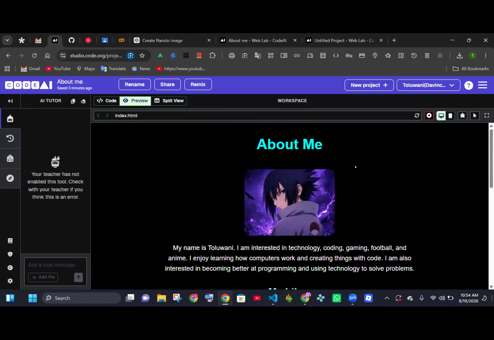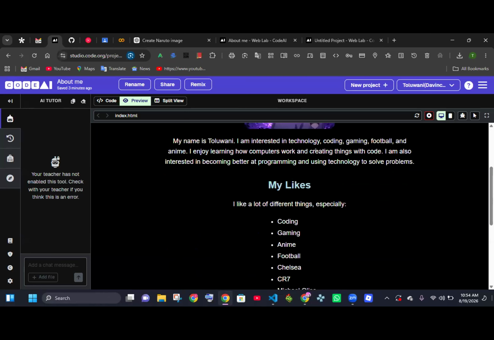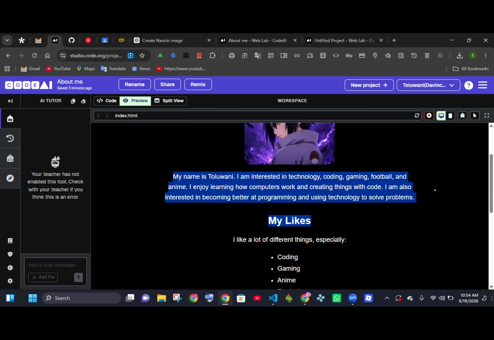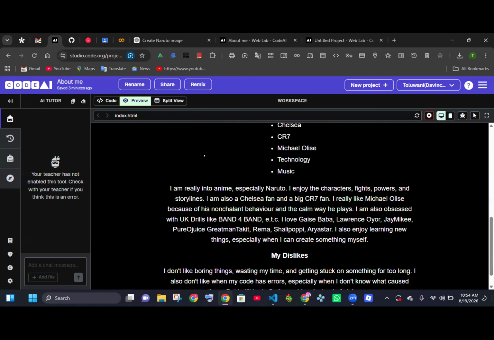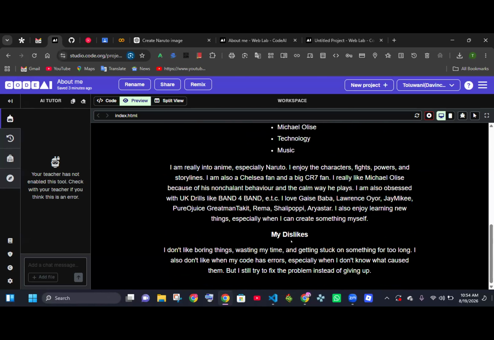Can you tell me what you did? What elements and tags you added on your webpage? Okay, I added the H1 element, which is this "About Me". This is the H1. This is a paragraph, the P. This is an H2. This is a list. This is a paragraph. This is the unordered listing. This is also a paragraph, and this is an H3, and this is a paragraph.